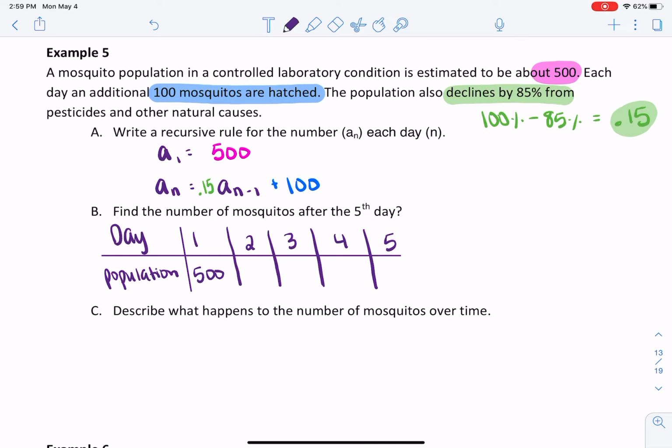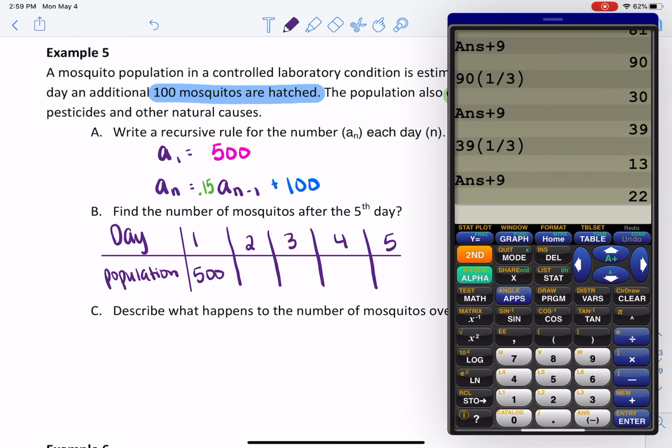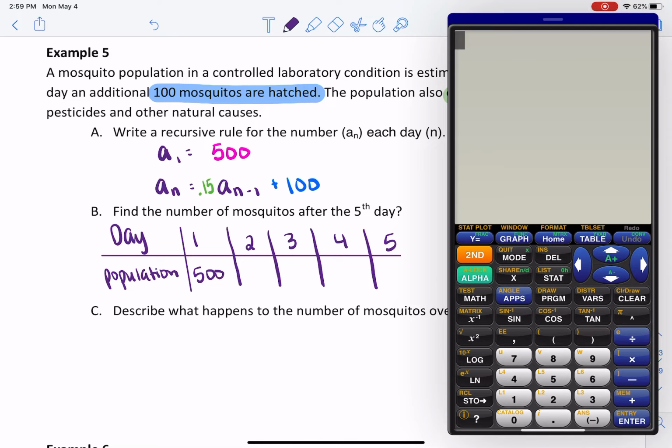Okay, so what you can do, and I'll kind of show you a calculator trick with this, but our rule is that we take 0.15 times 500 plus 100 each time, right? So I'm going to, in parentheses, put 0.15 times 500, and then I'm going to add 100. So that means that my next number for day 2 is 175. Now you can keep typing that in. Like you could do now 0.15 times 175 plus 100. You could for sure do that.